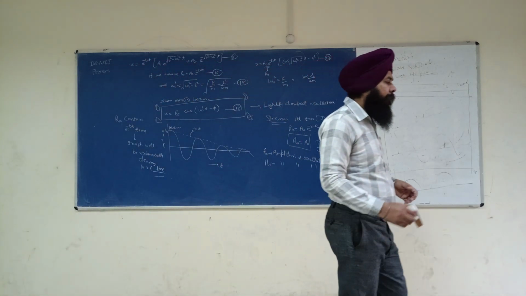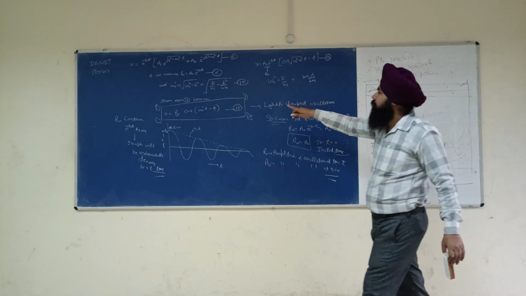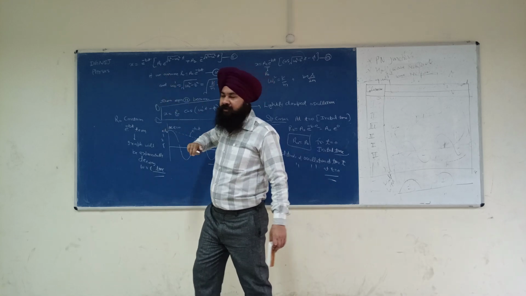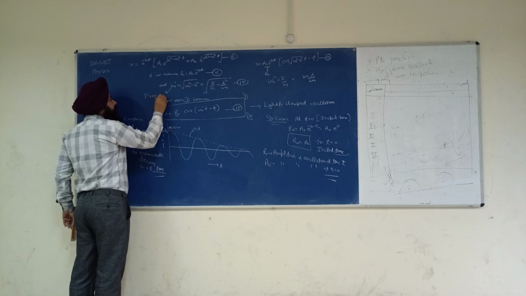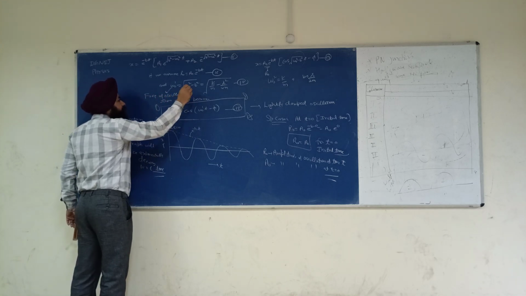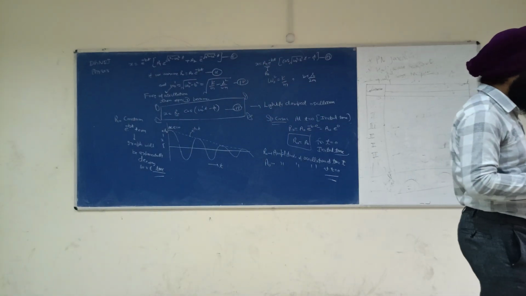The next point is, what is omega naught prime? This is called the frequency of oscillations. Omega naught prime is called the frequency of oscillations.